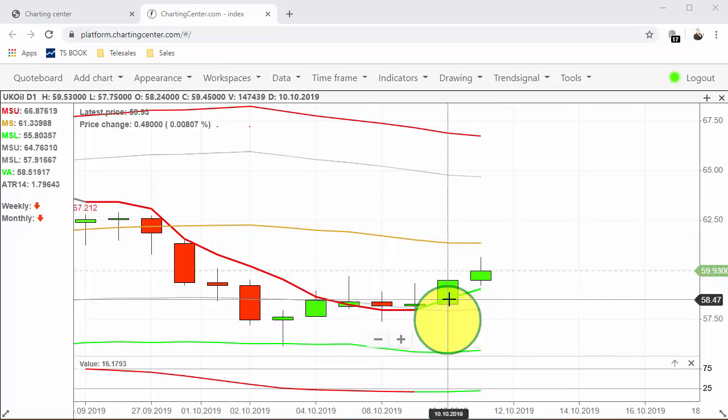And as we can see on this particular candle where the trade opened, the weekly and the monthly momentum is in a bearish direction. So we're buying into a market that over the longer term has been falling.